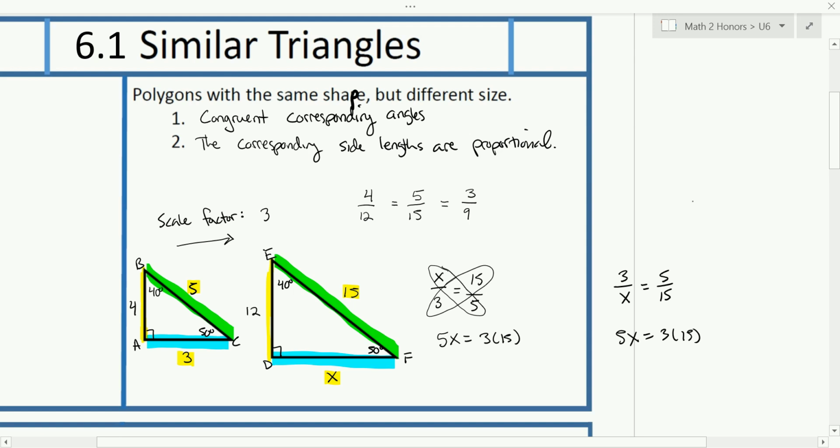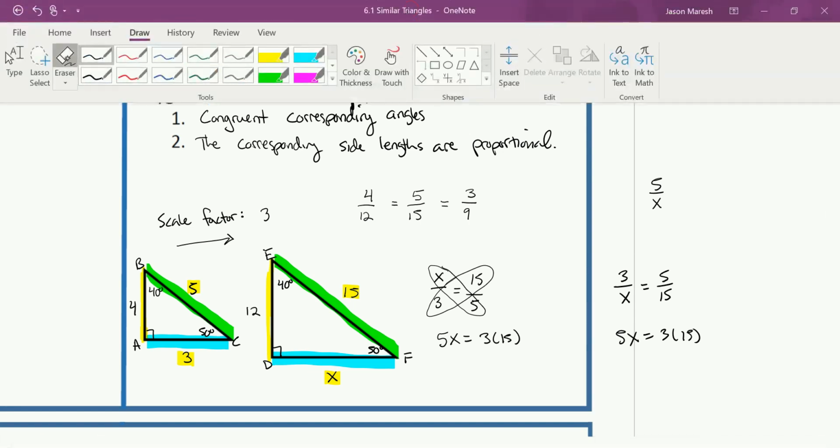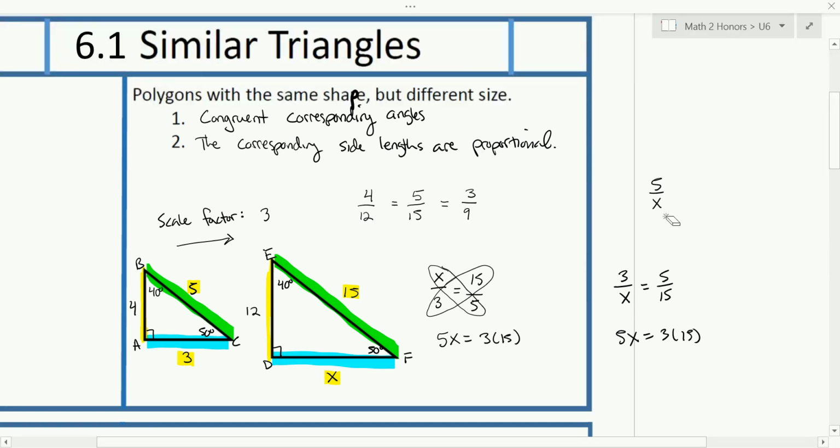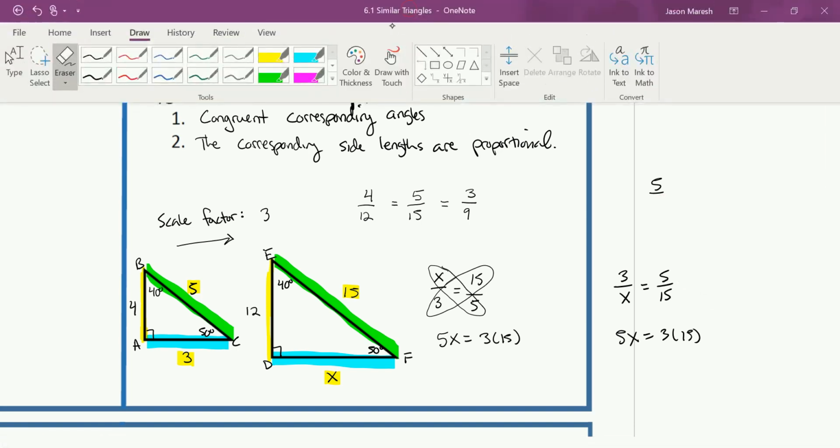I like how you're thinking, okay. Why can't we do 5 over x? 5 and x don't correspond with each other, right? And so we need to, instead of 5 over x, if we could put 5 over what? 5 over 15. Do we have that one? We do. We could also put 5 over something else.